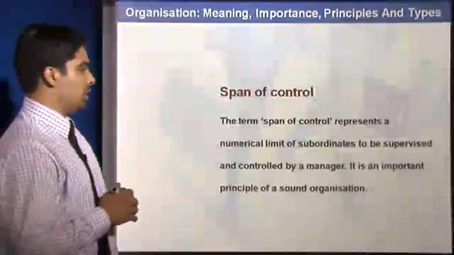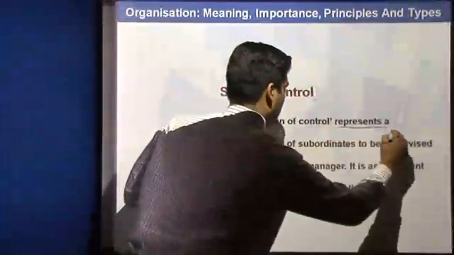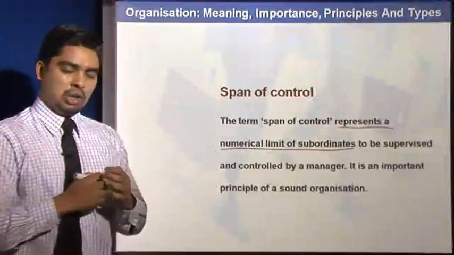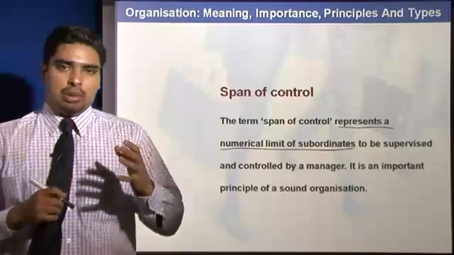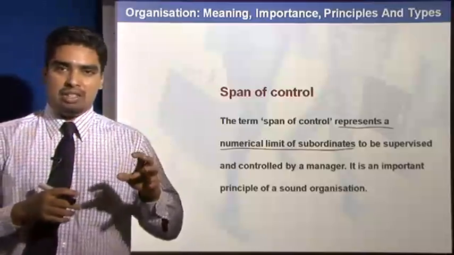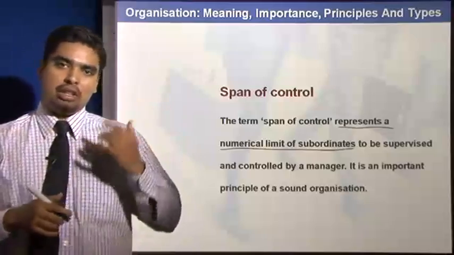Span of control. Span of control represents the numerical limit of subordinates. Now this is a principle that is being used in organizations. The number of people who report to one given person, or the number of people a manager or a person in a managing position can control.